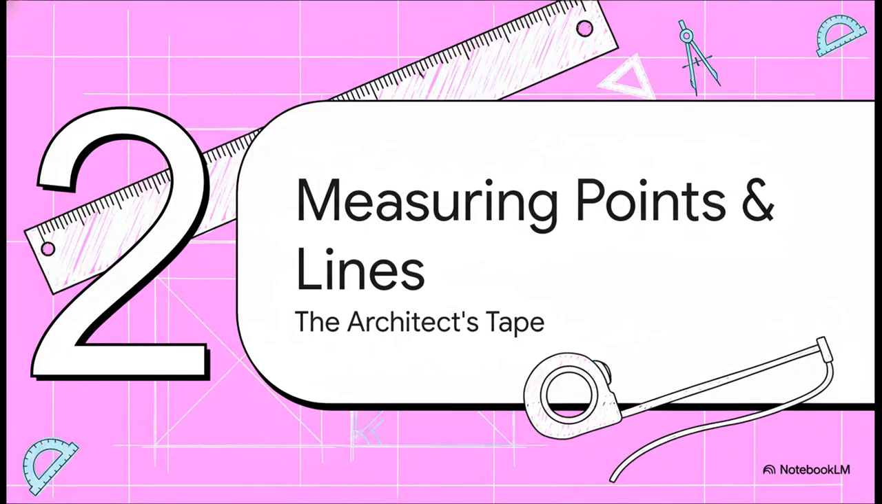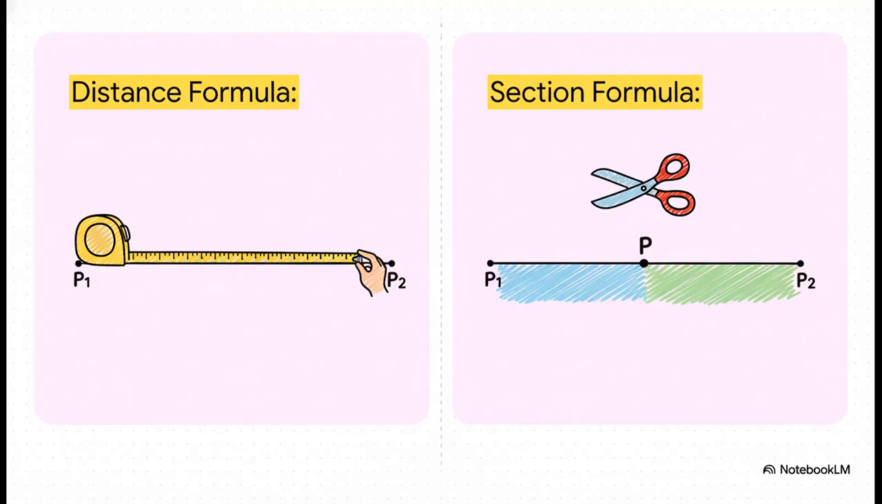So our blueprint is all laid out. Now we need our tools. And we're going to start with the architect's most basic but most essential tool, the measuring tape. What's really cool here is that we basically have two main ways to measure. Over on the left, the distance formula does exactly what it says. It gives you the exact length between any 2 points. It's like pulling your tape measure from one end to the other.